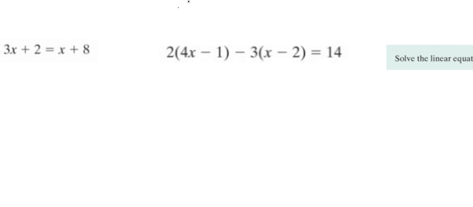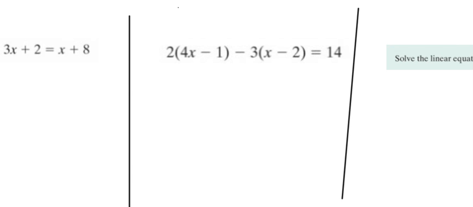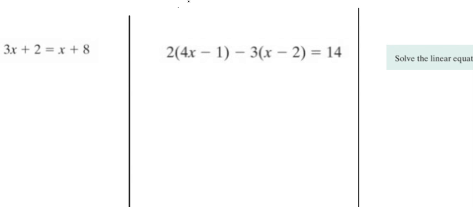Hi folks, this is solving linear equations. The basic rule that we follow here is that we always try to get the variable onto one side and we get all of the numbers onto the other side.